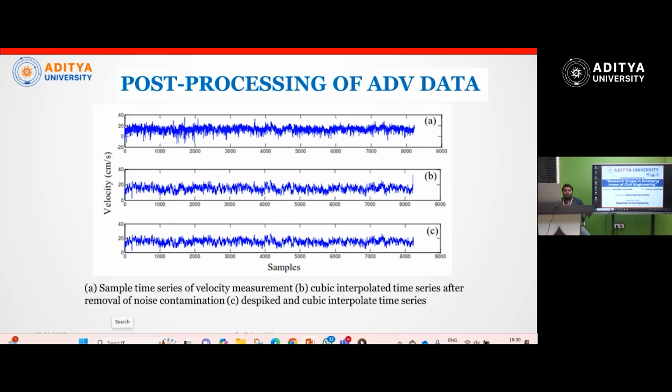Ultimately, in the Excel sheet we can see all the numbers. We feel that all are velocity signals only, but in between some wrong signals are also there, that we need to clean. Doing analysis directly without cleaning is a very bad thing. So this is what the literature says, that we have to process the ADV data first, and only then can we do the further analysis.